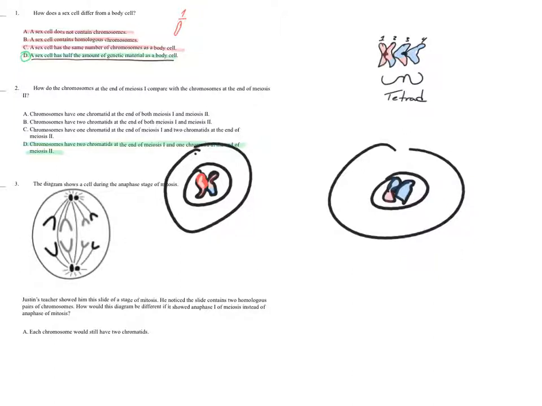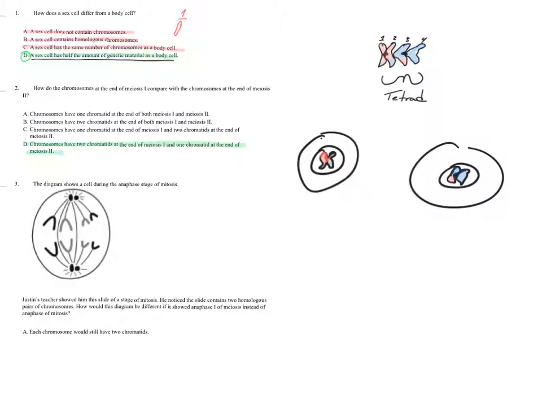So when you end up in the end with how many? What's the end of meiosis 2? This is what you have at the end of meiosis 1, right? There's 2 sister chromatids in each cell. Is that correct? Yeah. What do you have at the end of meiosis 2?